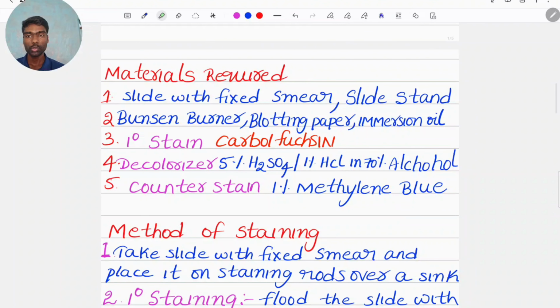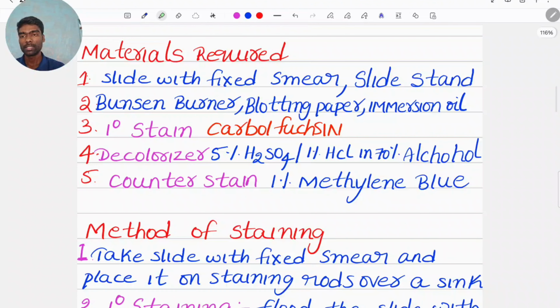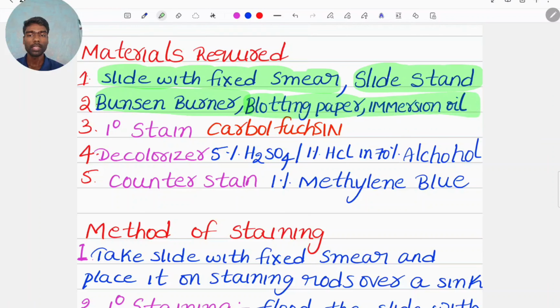What is required to do ZN staining? Materials required. First, the sample, nothing but a slide with a fixed smear. I already told you how to do a slit skin smear. That smear. Slide stand to keep the slide, Bunsen burner, blotting paper, immersion oil, primary stain carbol fuchsin, which gives red color to bacilli. Decolorizer, either 5% sulfuric acid or 1% hydrochloric acid in 70% alcohol. Counter stain, 1% methylene blue, or low strength methylene blue.